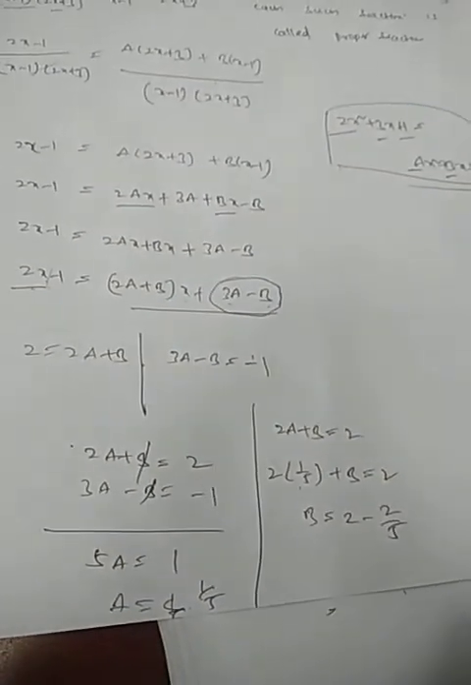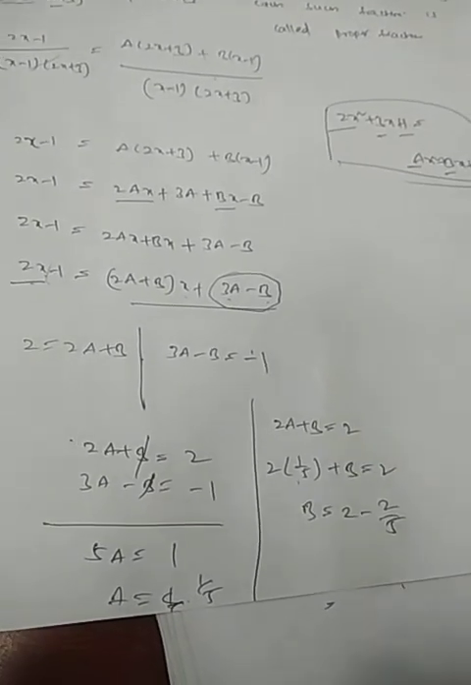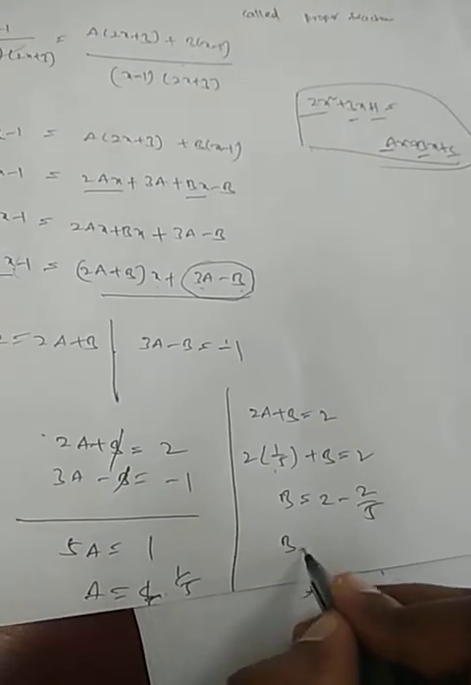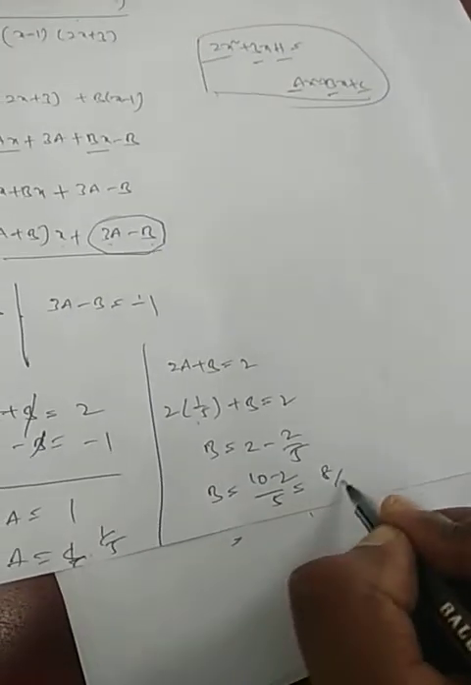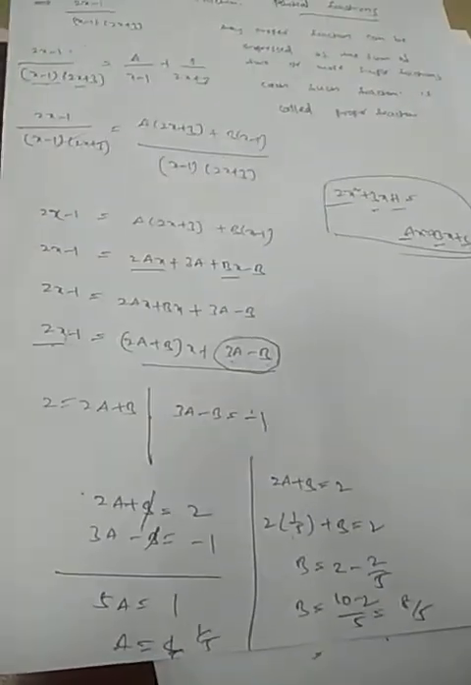That value will be what? 2a plus b is equal to 2. Now it will be b is equal to 10 minus 2 by 5. It will become 8 upon 5. So this is the way how we are going to calculate.